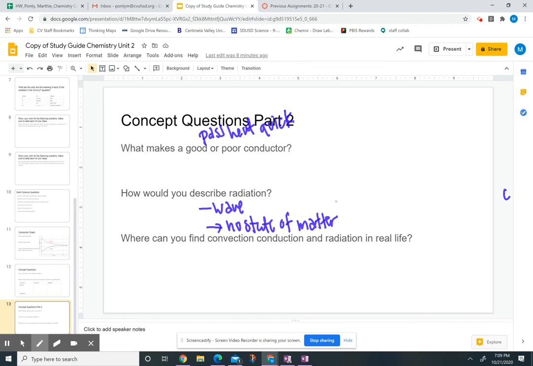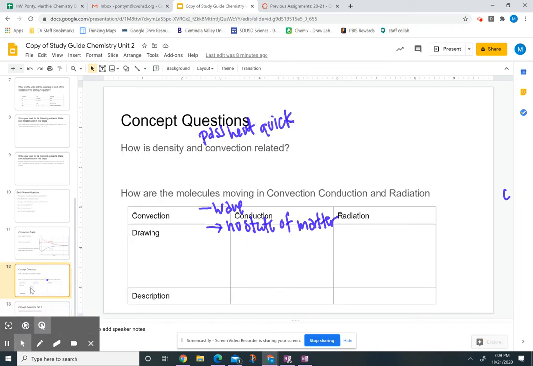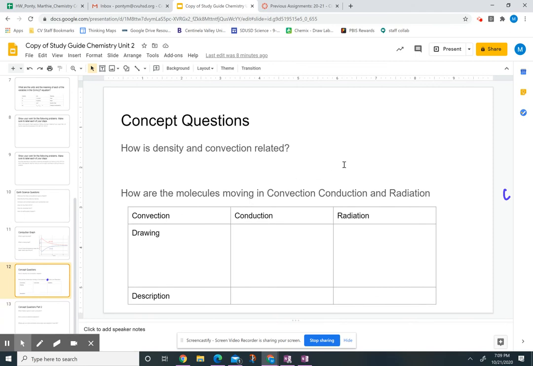Okay. Last but not least, we're going to go through these questions before I get into the math. So density and convection: you have to remember that density is a driving force in convection. So I'm going to do it down here. First of all, for density, you do need a heating source, right?